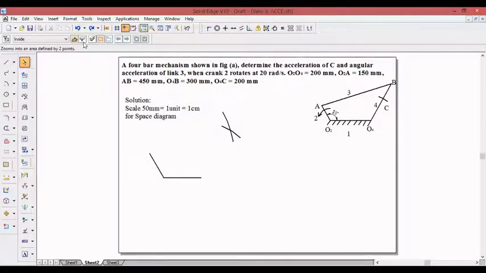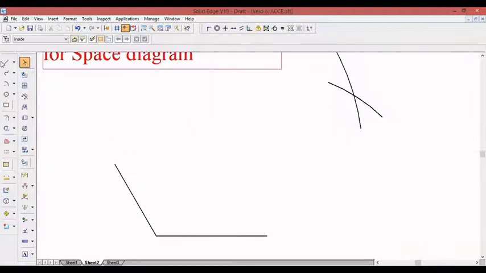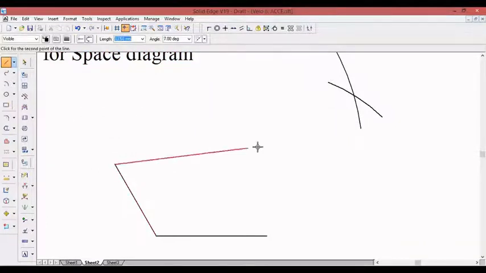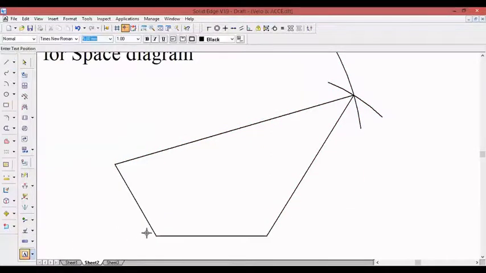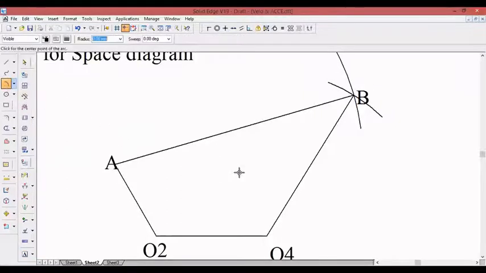I take a little bit zoom over here. We need to join lines from this to intersection of these two arcs and back to the fixed point. So here we have O2 and this is O4. This is point A and point B. And O4C is 200 millimeters given. If you convert it to scale, we get 4 centimeter. So keeping this as a center, 4 centimeter radius, cut an arc. So this will be the point C.